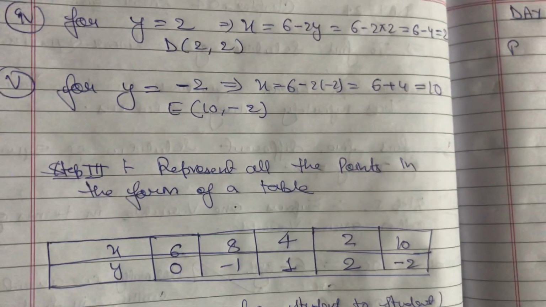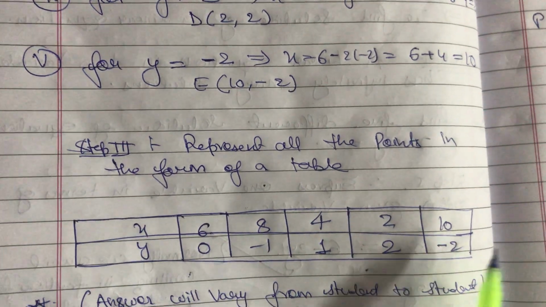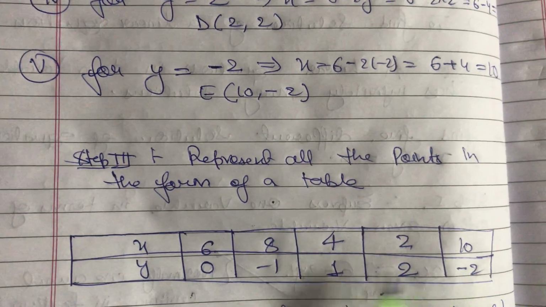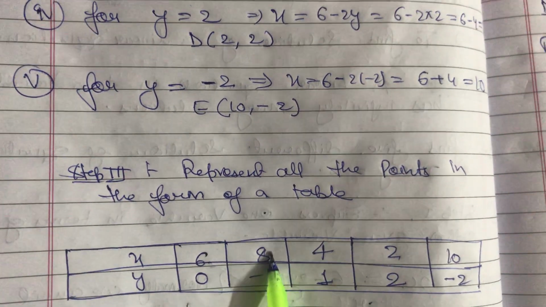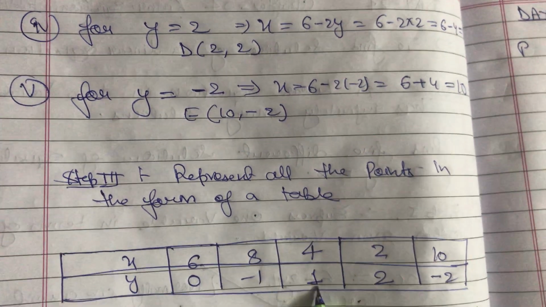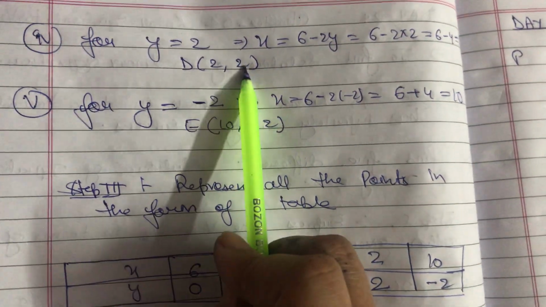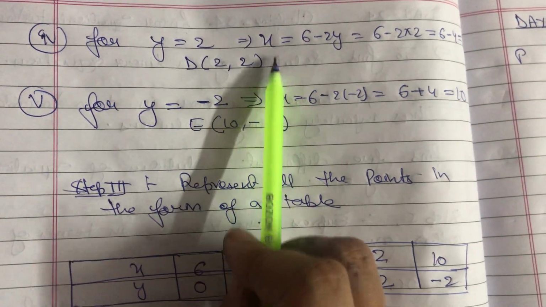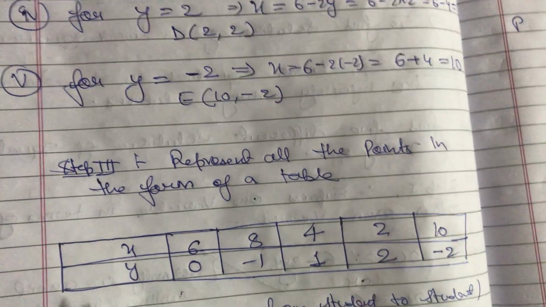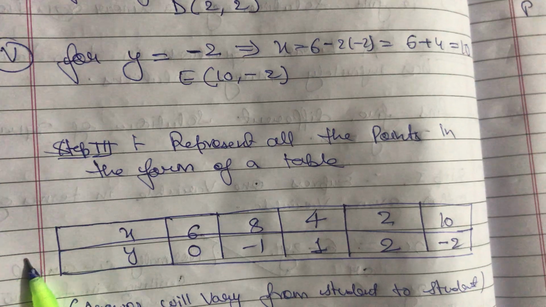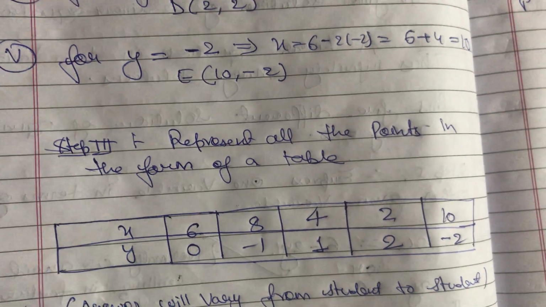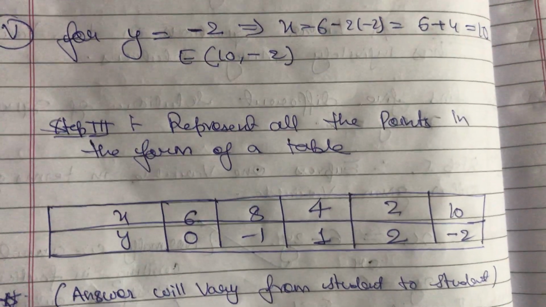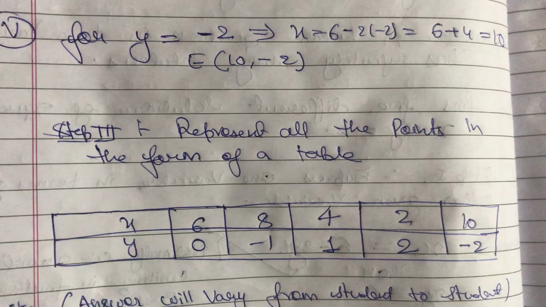And the last step is to represent all the points in a tabular form. So here I have made a table. This row is for x and this row is for y. So if x equals to 6, y equals to 0, x equals to 8, y equals to minus 1, x equals to 4, y equals to 1, x equals to 2, y equals to 2, x equals to 10, y equals to minus 2. So whatever points I have got after calculation, I have represented in the form of a table. So it becomes easier while evaluating also, and there is less chance of error. That's why we draw this table. So this is how we find the solution.